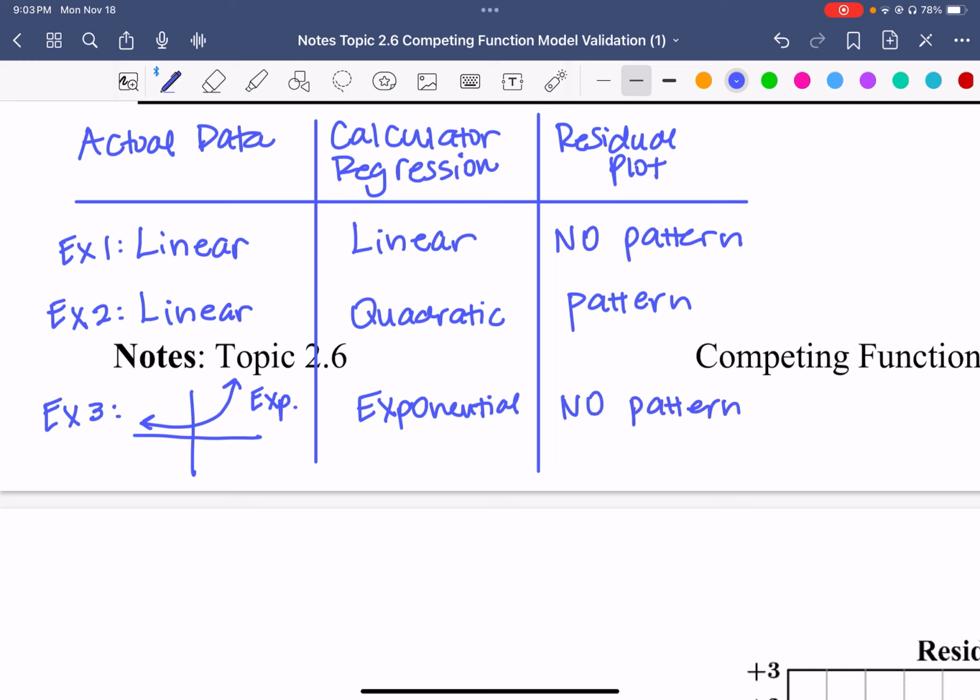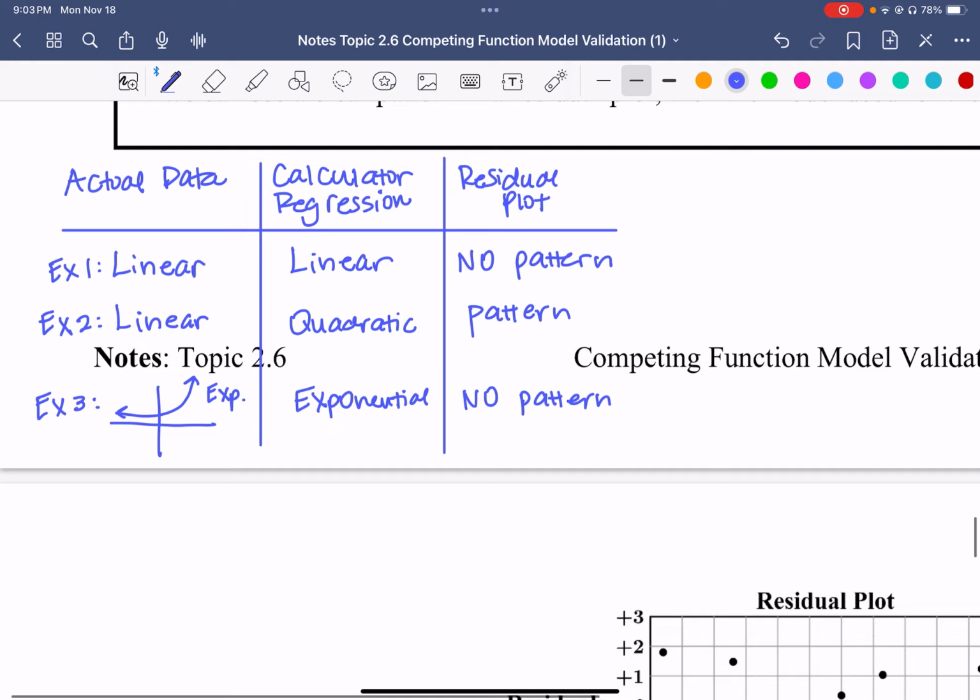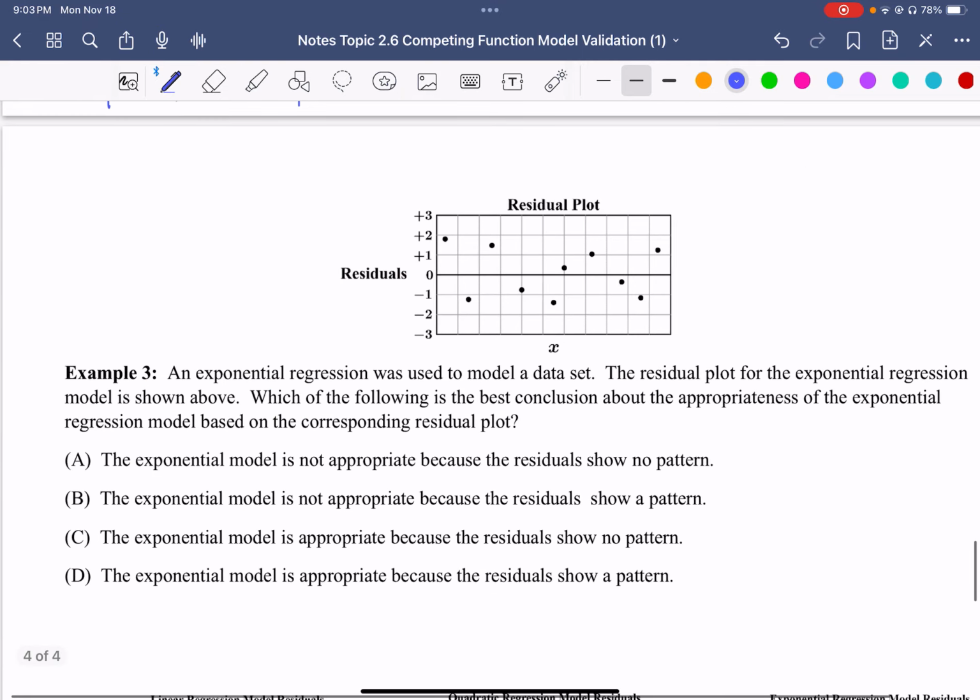Okay, so it doesn't matter what you run as long as what you're running fits the actual data that's given to you, either from the table or from a graph. Okay, so it doesn't matter how the information is presented to you as long as it matches. Okay. So on to the next page.